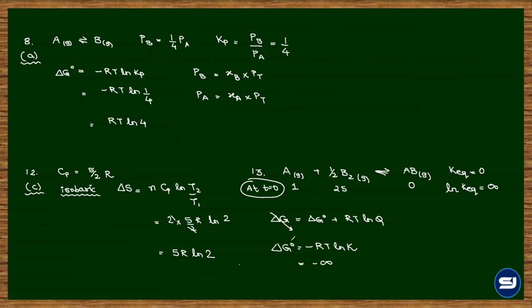So if they had talked about the standard free energy change at the initial stage, it should be minus infinity. If they are talking about just free energy change, it should be equal to 0 and cannot be defined, sort of. But they have just defined the ln of 0 as infinity and then given the answer minus infinity. So it is a bit of a vague question in my opinion.